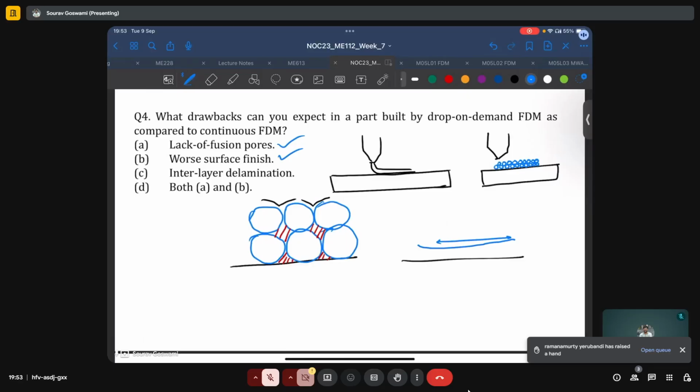However, interlayer delamination would occur when fracture or delamination would occur across layers. However, that strength is guided by the fusion of these drops. And we have not really studied the dynamics, and we can't say for sure whether it is necessarily susceptible to interlayer delamination as well. Because for all we know, these drops are also deposited in superheated state, and the fusion that they achieve with the drops of a previous layer may just be sufficient to prevent interlayer delamination. And so the correct options are both A and B, and the correct option is D.